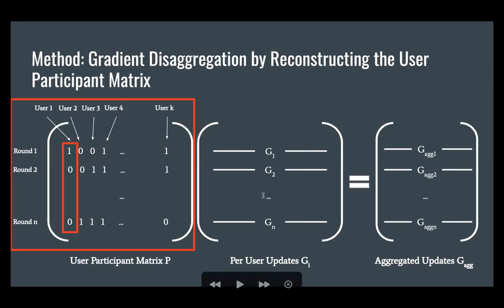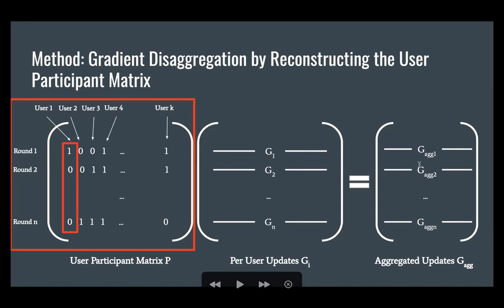And let the capital G_I, that is the capital G individual, represent the individual model update matrix, and each row represents an individual model update at a round.